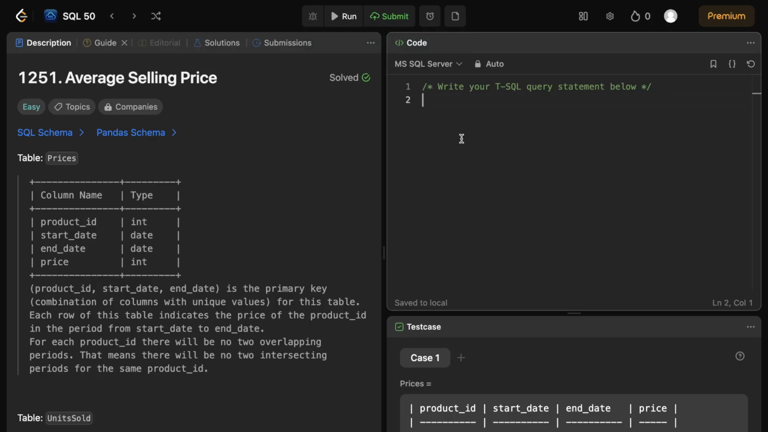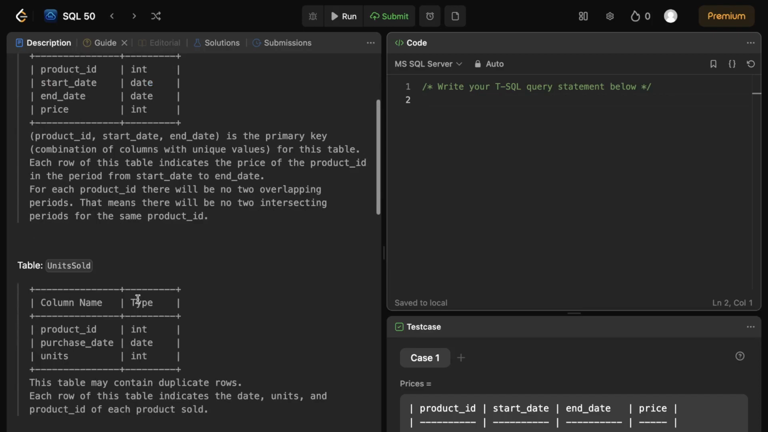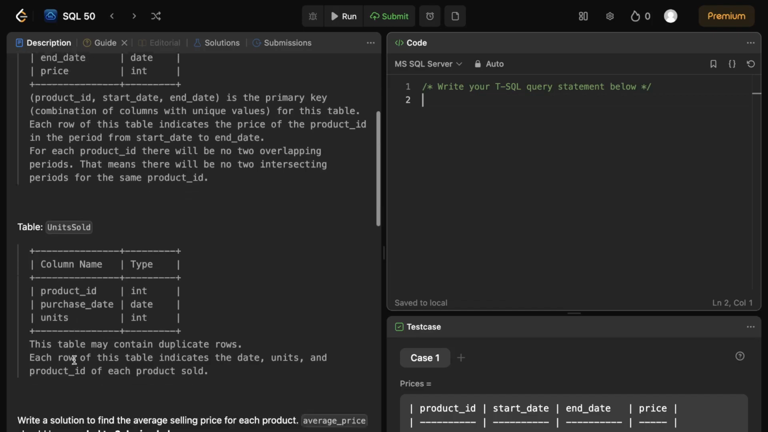Hi everyone, let's solve the next question in the SQL 50 series, which is average selling price. In this question, we have a table called prices, where we have the product ID, the start and end date, and the price. So it basically tells us for a duration of some days what was the price of a particular product. The next table is units sold, where we have the product ID, the purchase date, and the units.